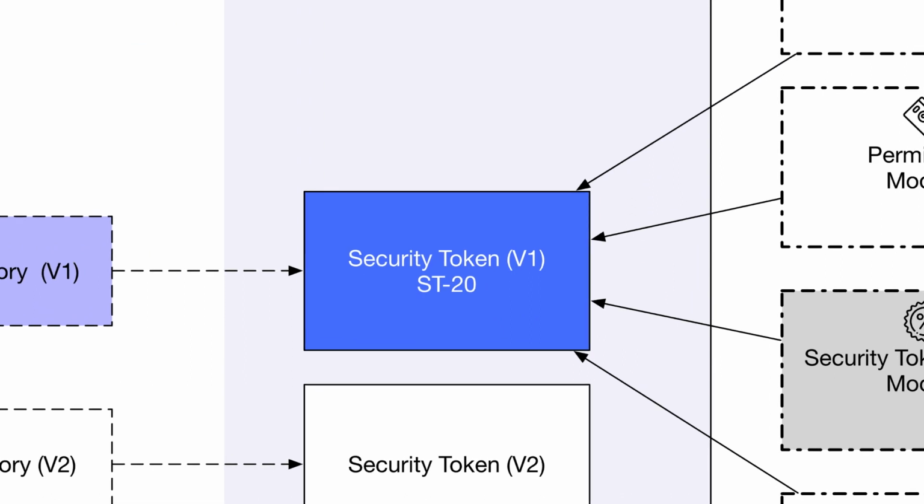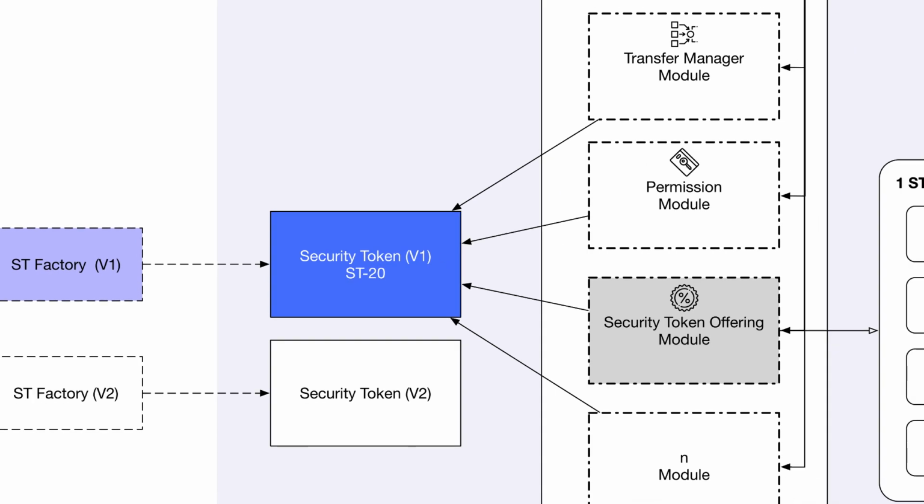To reiterate, we have a security token right here, ST20, which is ERC 20 and is backwards compatible. On top of that, we have added the ability to add on different modules. Think of this as customizing your STO based on your specific needs, wants or use case, which essentially just adds functionality to your token.